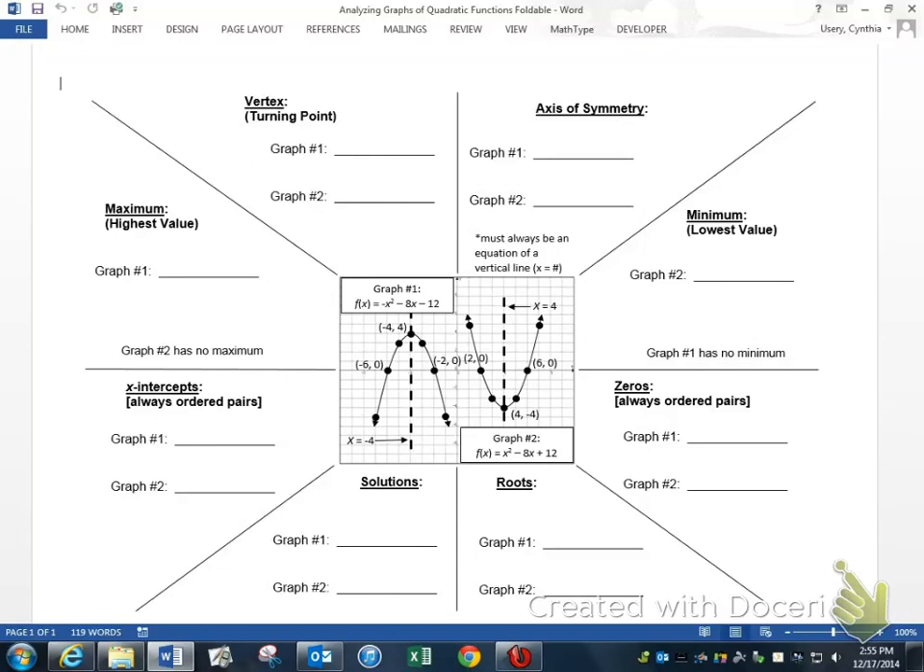And notice I graphed them both on the same coordinate plane because I wanted us to be able to see both types of graphs. So the first important point on a quadratic function is the vertex. It is the turning point. It's where it goes from up to down or from down to up. And if you'll notice on graph number 1, the vertex is this point right here. And that is negative 4, 4. So that is our vertex.